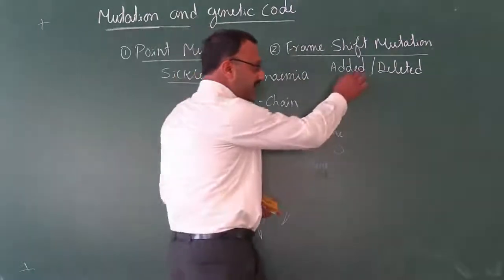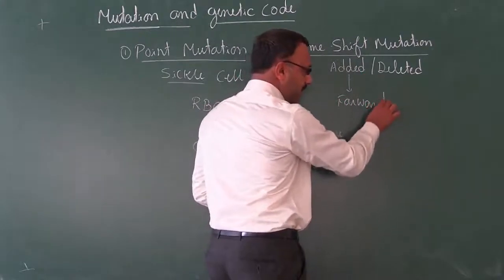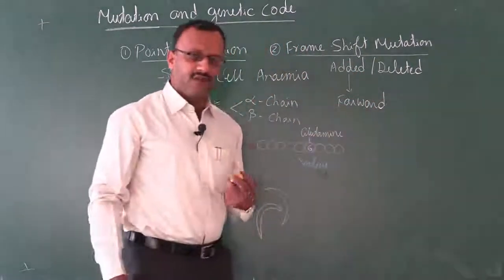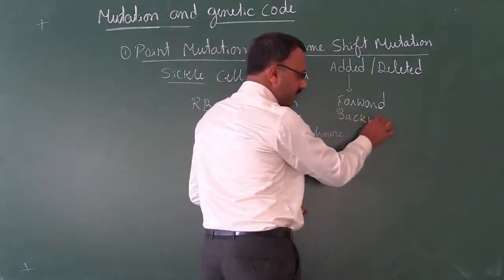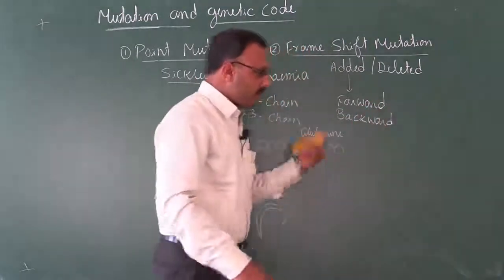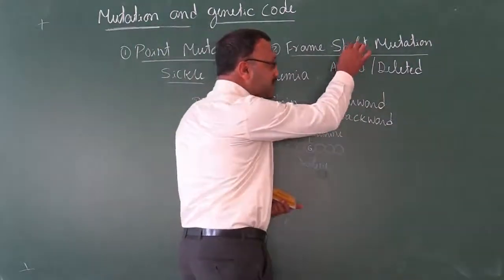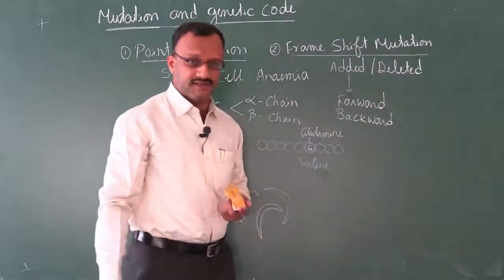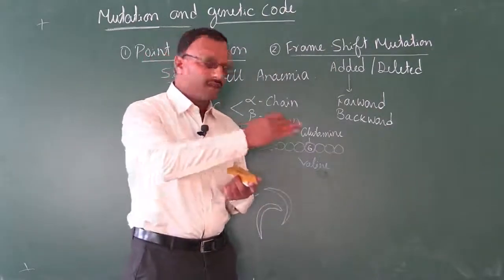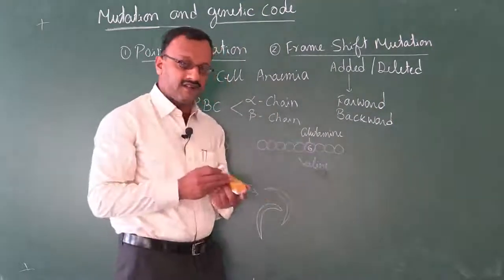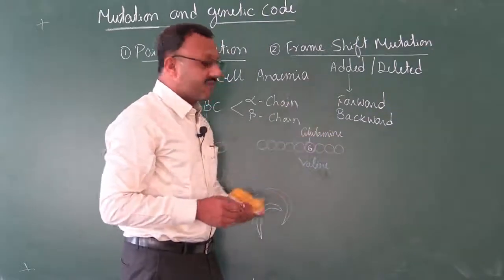So either because of addition, it may be shifted forward, or due to deletion of one nitrogen base, it may be a backward shift. Whether it is addition or deletion, it will shift the position of the nitrogen bases. This brings about changes in the amino acid sequence in a chain of amino acids, which changes the protein content. So that is what we call frameshift mutation.